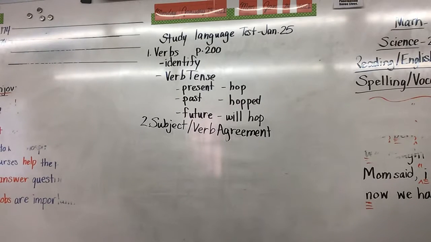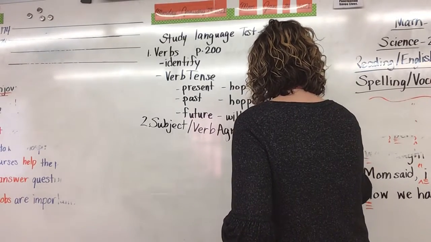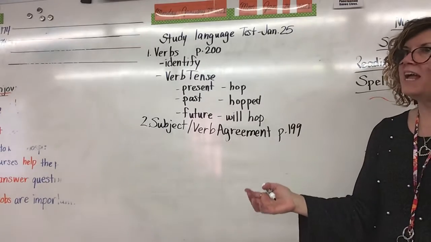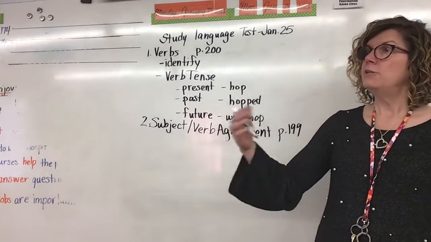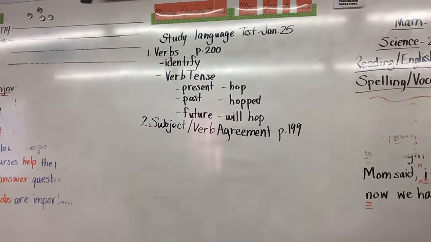Alright, subject verb agreement is on page 199. And that was what we were talking about, where the subject is singular, you use the verb that has the S or the ES. And if the subject is plural, you use the verb that does not have the S or ES. Okay? And we've practiced that many times.